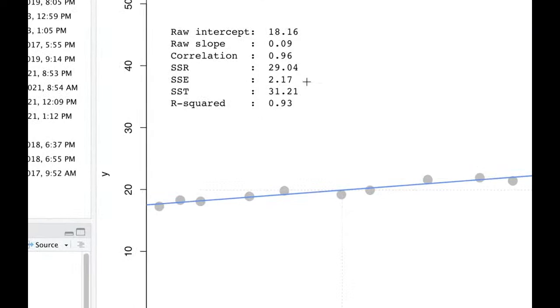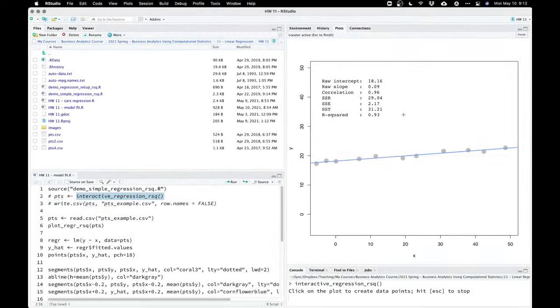R squared is 0.93. So really, in terms of what affects the line more, is it about the slope of the line? What affects R squared more? Is it the slope, or is it the dispersion of the points from the line? Which one ruins the R squared more? The dispersion of the points from the line, right?